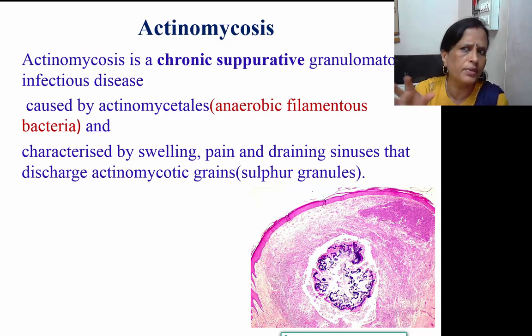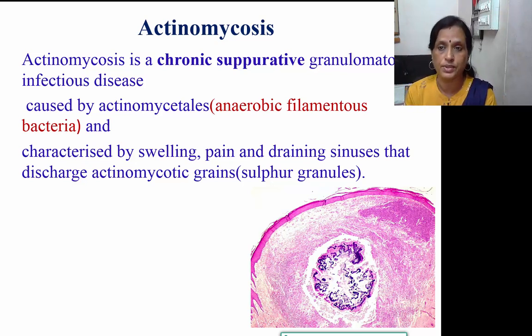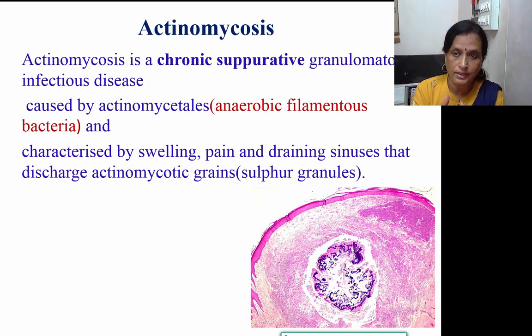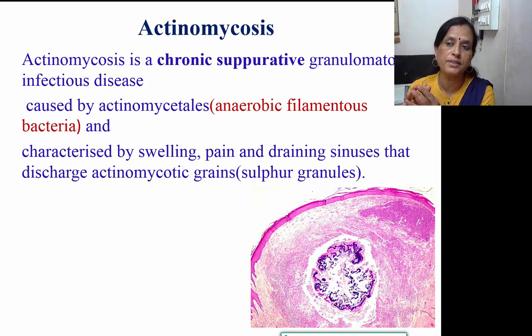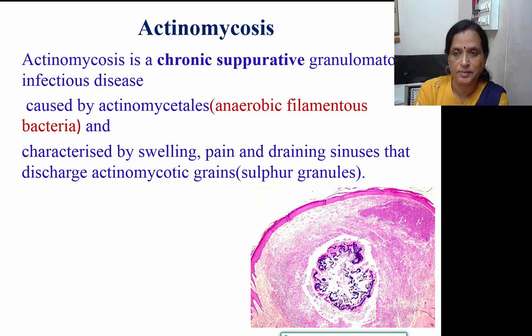Are you seeing some terminologies which are overlapping? What have we taught you in inflammation? So chronic, acute. So when we say chronic, it is of a longer duration. When we say suppurative, we have learned it is acute. Okay. So acute inflammation is the one which shows presence of pus. Here we say chronic suppurative granulomatous infectious disease.